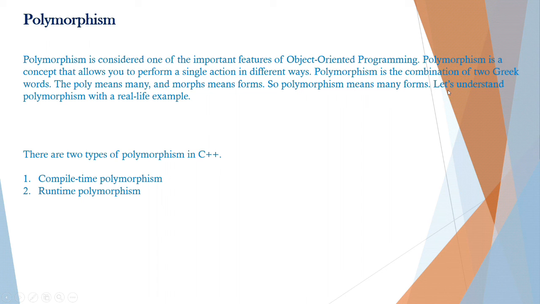Polymorphism is a combination of two Greek words. Poly means many, morphs means forms. So polymorphism means many forms. Let's understand polymorphism with a real life example. I have already given you the example: you are a single person, and you are a son, a husband, and a father at the same time. This is called polymorphism. There are two types of polymorphism. The first one is compile time, the second one is runtime.